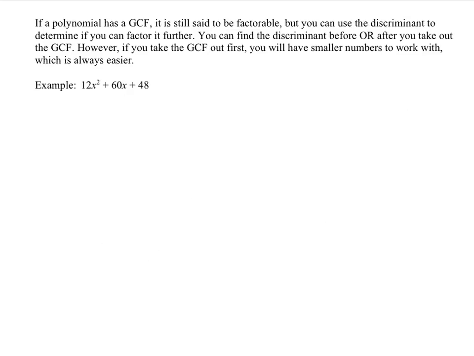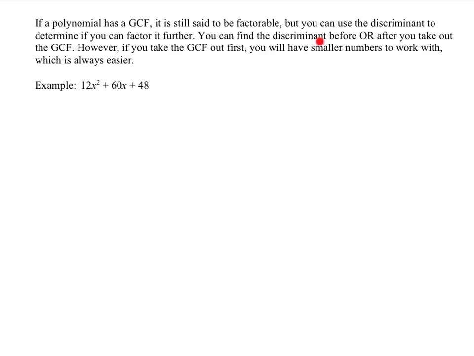All right, so we haven't talked yet about what happens when there's a GCF. A polynomial that has a GCF, and this is written right here, is said to be factorable, but you can use the discriminant to determine if you can factor it further. Meaning, if it's a trinomial or a binomial, can it be factored further? And the way to check that is to use our discriminant.